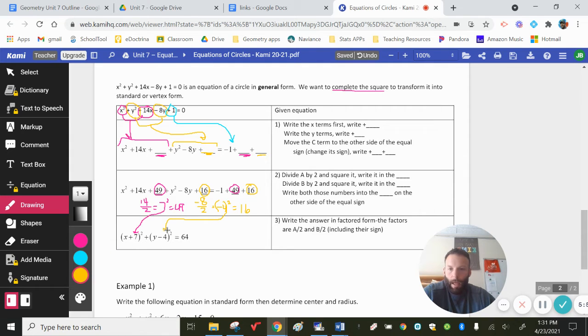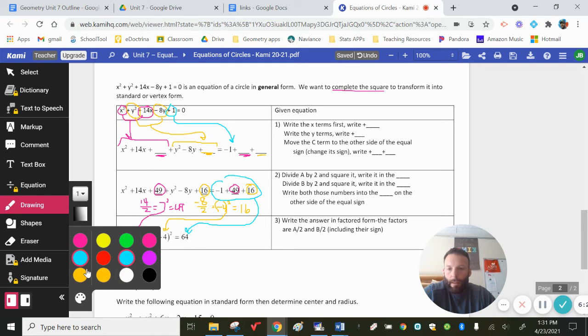So I did y minus 4 squared equals, and then the last part was I simply am adding all of this together. See, these are all like terms. -1 plus 49 plus another 16 adds to a total of 64. Okay. And now the beauty of this is I started with this general form of the circle, and I ended with this center radius form of the circle.